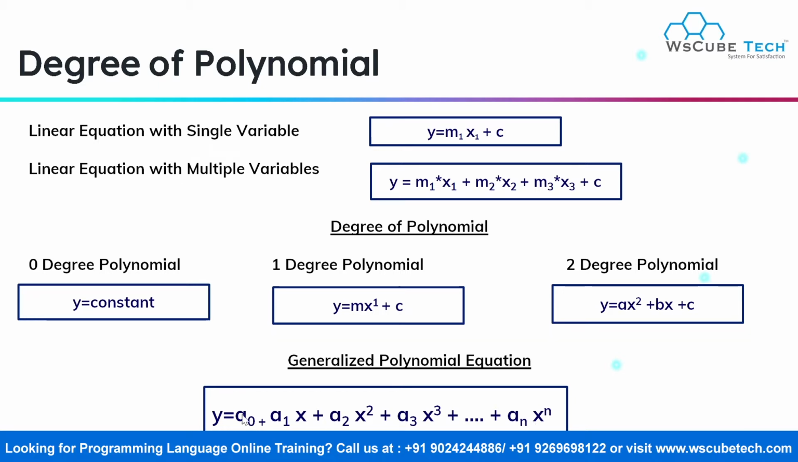This y is nothing but the dependent variable, and this x is the independent variable, and each time we are just increasing the power of x over here. So this is all about what a polynomial is. Now we are going to see the practical implementation of this. So we'll head over to our Jupyter notebook.